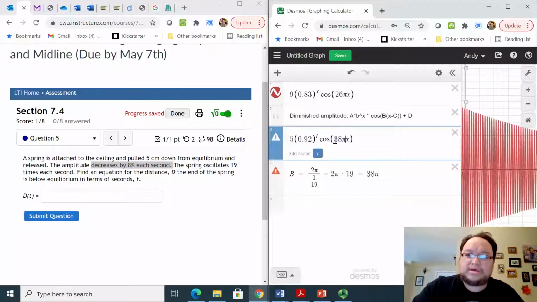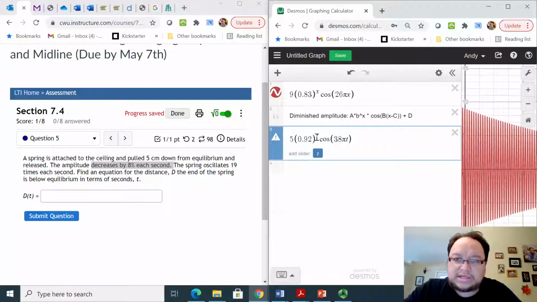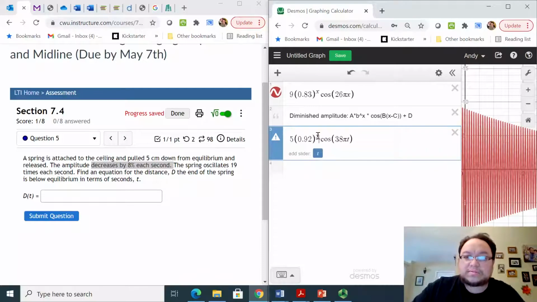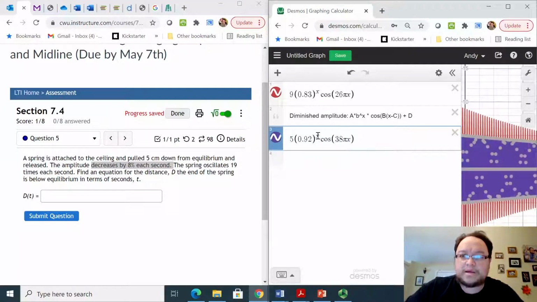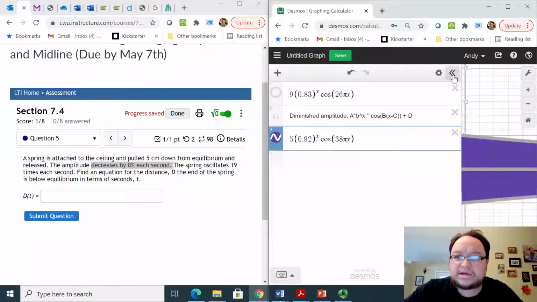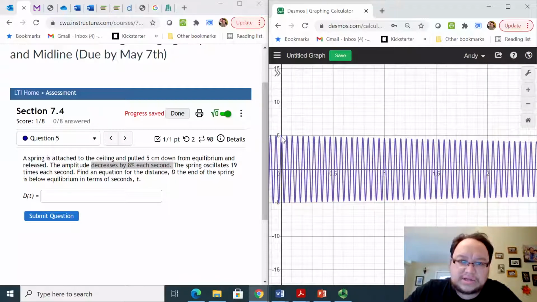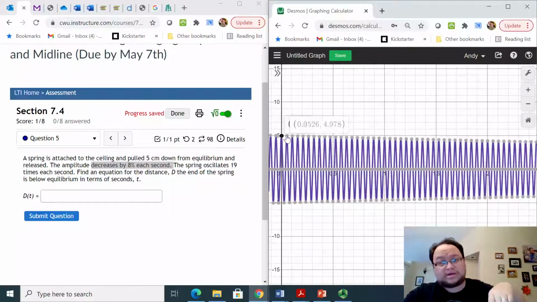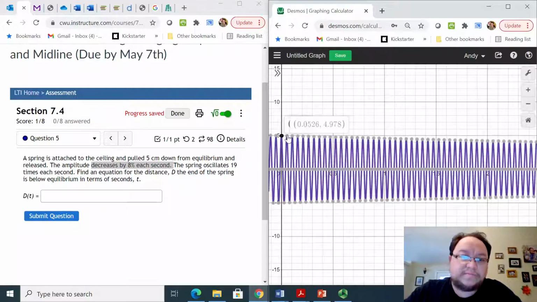So if I place that in there and then replace it with a t, let me change it to an x because Desmos isn't recognizing that variable right now. What I can see here is that this thing is going to start 5 centimeters away, and then it's going to decrease to 92% of that every time it cycles through. So you can picture it like it pulled away, then it came back down, then it came back up, and so on with it.